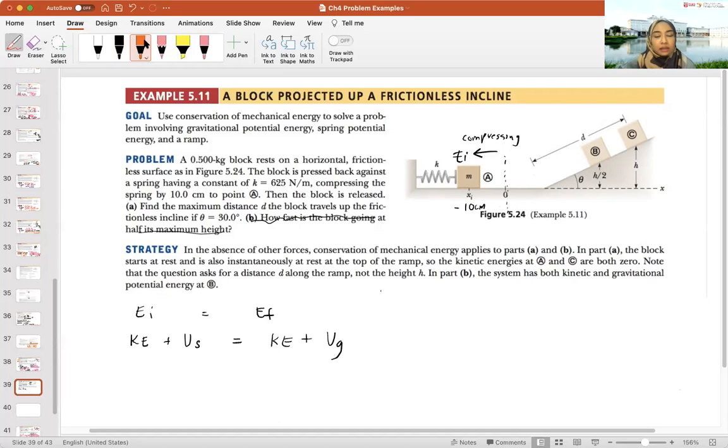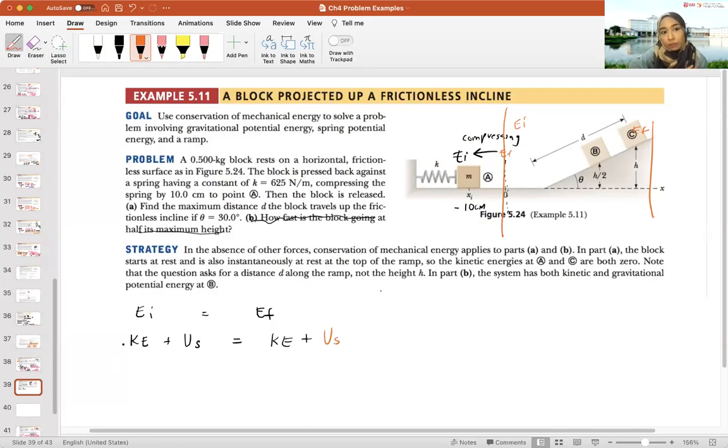So let us break this problem into two parts. Kita solve dekat sini dulu, and then kita solve dekat sini pula. This is EI to EF. This is our EF, and then we have our EI over here. So kita pecahkan problem ni kepada dua parts. We solve our first part first, dekat potential energy and also kinetic energy here. Okay, so KE plus, so this becomes US. So EI equals to EF, frictionless, so tak ada WNC.